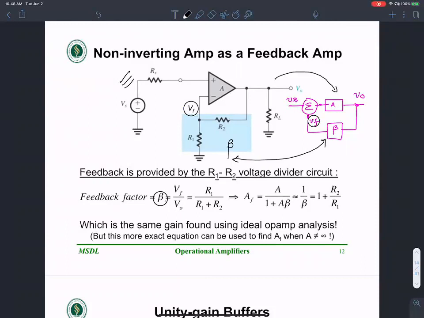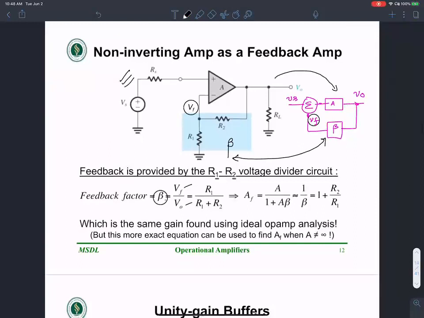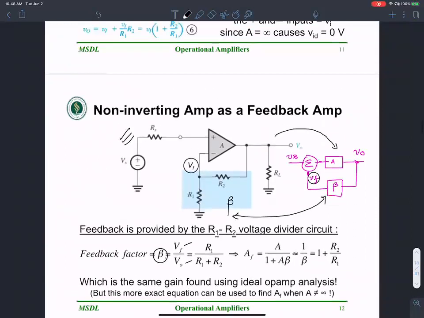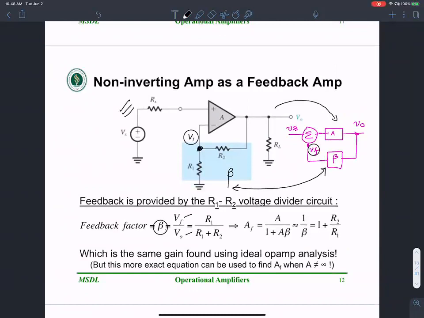Okay, the feedback factor beta is defined as VF over V out, which is the voltage division here. Remember, the voltage here is the voltage across the R1 resistance. So the voltage division is R1 by R1 plus R2 times V out. So VF over V out, the fraction, is R1 by R1 plus R2. Therefore, we have a closed loop gain AF of A by 1 plus A beta, which is approximately 1 over beta, the same as R1 plus R2 by R1.